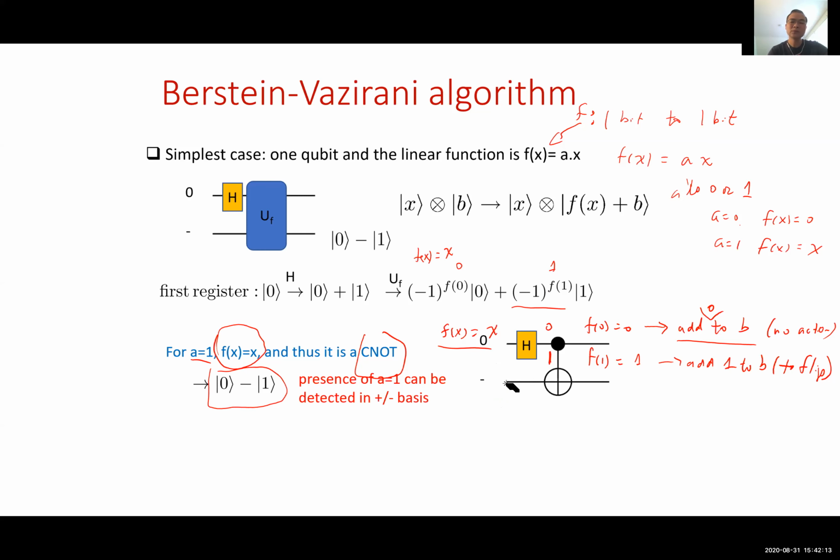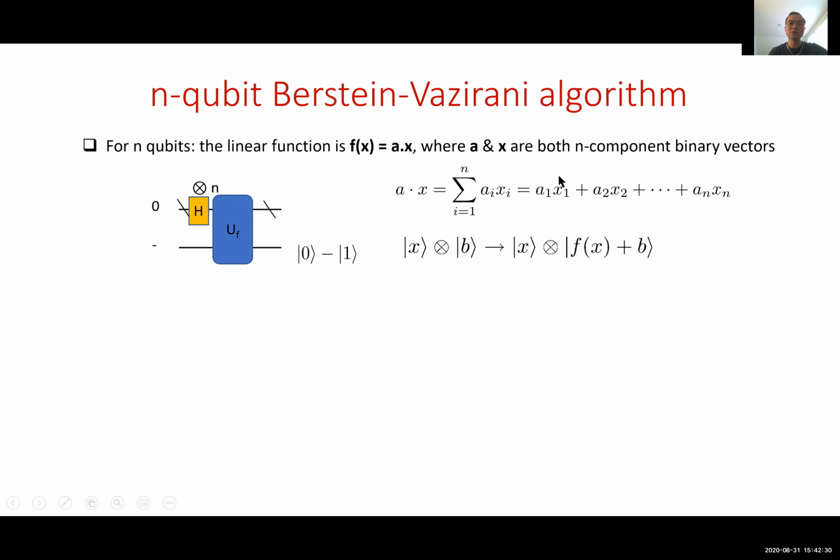Okay. So it's similar to the Deutsch algorithm. You just measure in the plus and minus basis on the first register. If it's minus, you know a equals 1. If it's plus, you know a equals 0. Okay. And you can generalize to n bits.